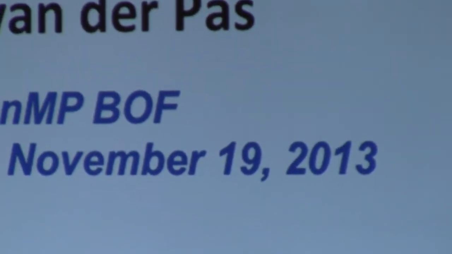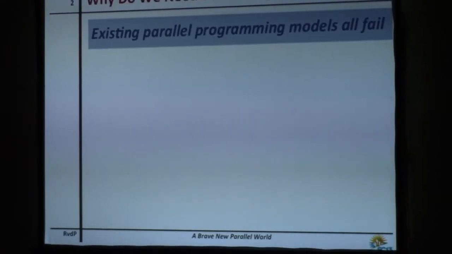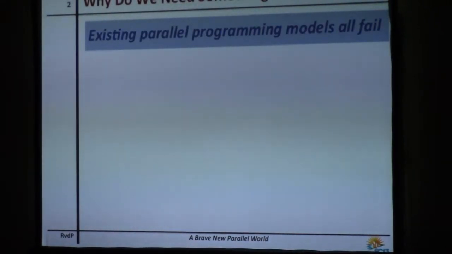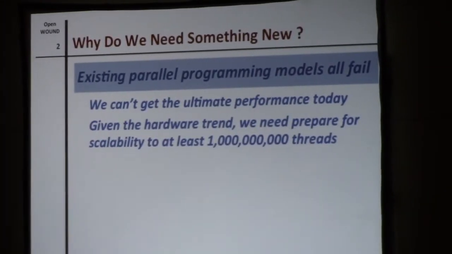I'm going to talk about a proposal for a new programming model. So, a very valid question is, why do we need something new? Well, I think they all fail. So, modest as I am, that's my claim. Why do I think they all fail? First of all, we can never get that ultimate performance today. There's always something missing. And we have to be prepared for the worst case. So I would like to count on having 1 billion threads and still be able to deal with that because you better be prepared for the future.